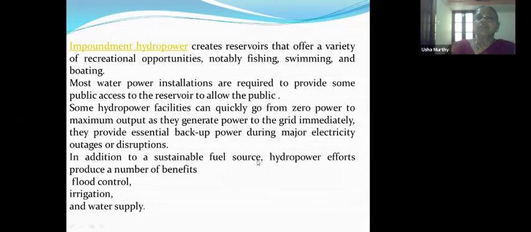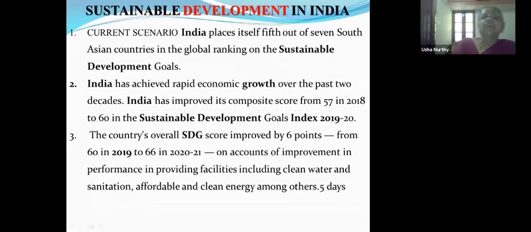In addition to being a sustainable fuel energy, hydropower offers other benefits such as flood control during emergencies, and then irrigation and water supplies.